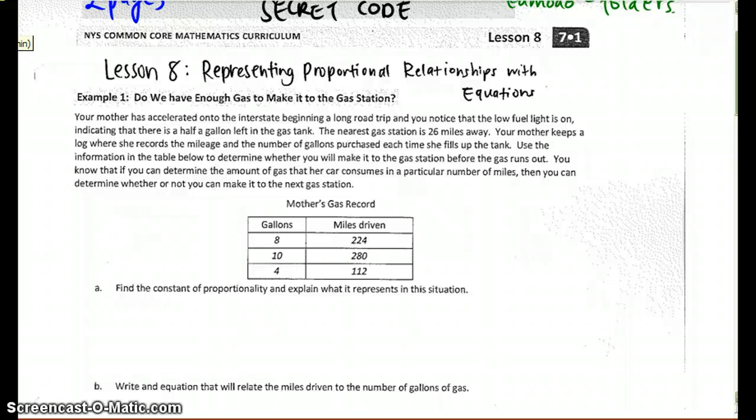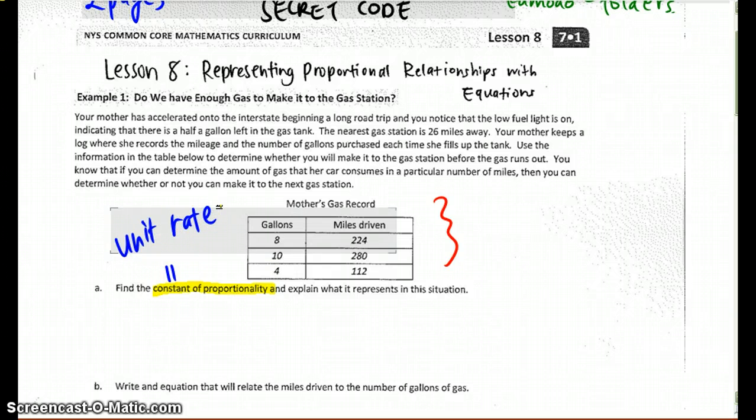All right. Here's the chart of the mother's gas record. She used 8 gallons and drove 224 miles, 10 gallons, 280 miles, 4 gallons, 112 miles. Now, question A is asking us to find the constant of proportionality. What is the constant of proportionality? How could we describe that? We have said before that it is the same thing as saying it's the unit rate.